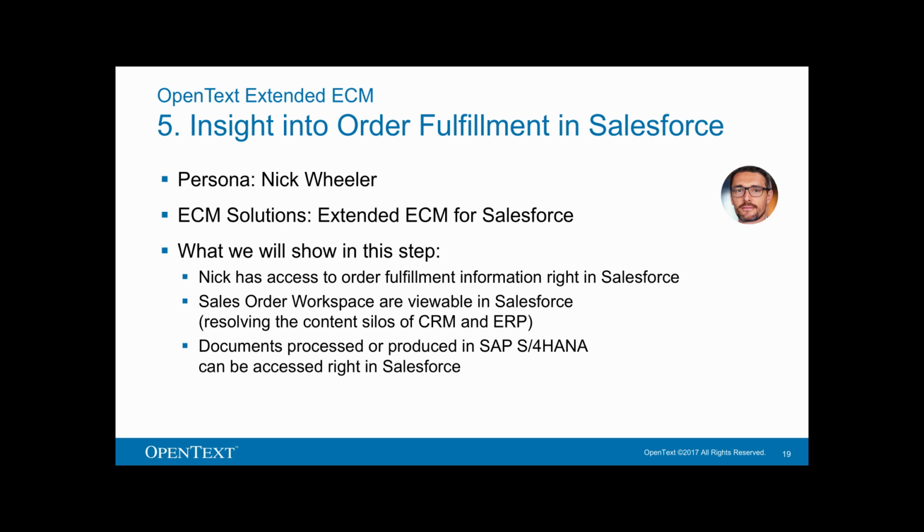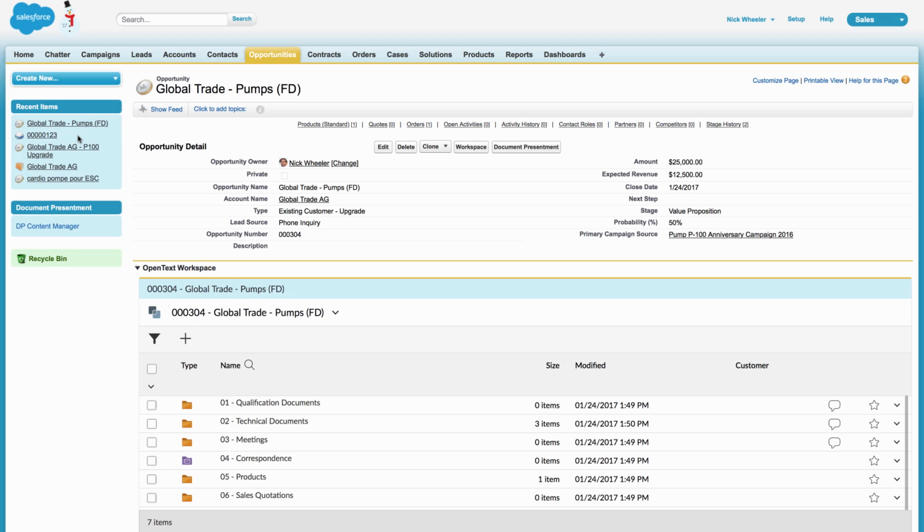In the fifth and last part of our demo, we will go back to Salesforce. We will go back to Nick Wheeler working in the Salesforce CRM system. What we will show in this step is how Nick now has access to all order fulfillment information right in Salesforce. The sales order workspace was automatically created by the process suite and is now viewable as a Salesforce order object, resolving basically the content silos that you typically find between CRM and ERP systems. All the documents that were processed or produced in SAP S/4HANA now can be accessed right in Salesforce. So let's go right into the demo.